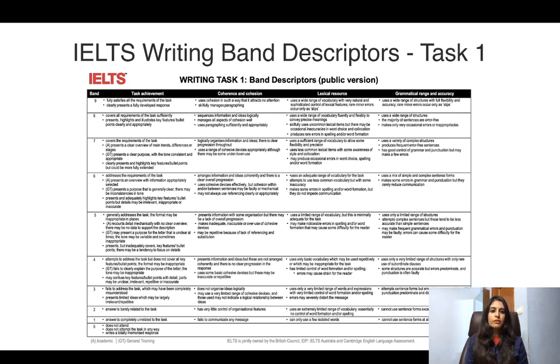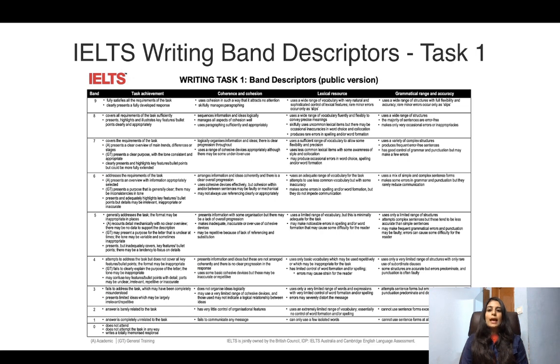Next is GRA, or grammatical range and accuracy. Here you have to use a wide range of structures with full flexibility and accuracy. Accuracy is something very important. While you're writing, your grammar should be accurate. And here also they're saying that some rare minor errors occur only as slips. So by mistake, if there is something that's not accurate, that's still fine. It should be minor. It should not be something major with regards to the tenses. So something that's minor is acceptable.